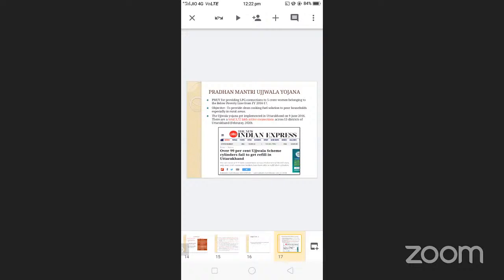An evaluation of the implementation is shown in the newspaper clipping. Over 99% of the Ujjwala scheme cylinders failed to get refilled in Uttarakhand, which indicates that this scheme has almost, we can say, failed in the state. Reasons behind such an abysmal rate of refill are cited as spiking rates of LPG cylinders, non-availability of centers for the refill, lack of delivery persons, and due to rough and hilly terrain, the connection is a little late.